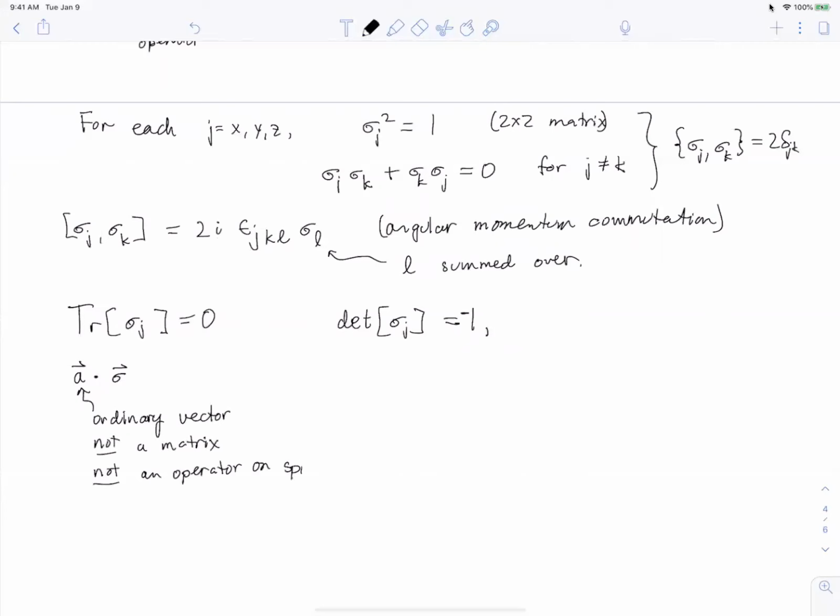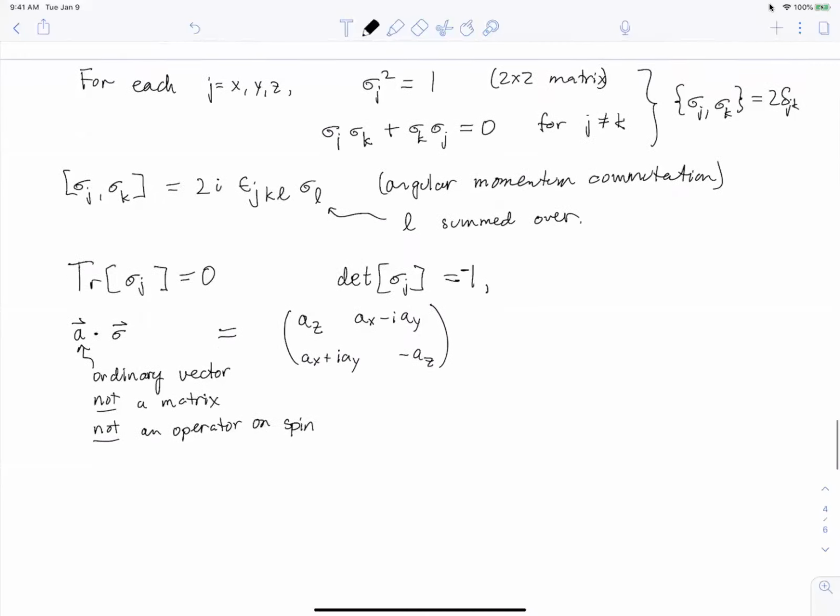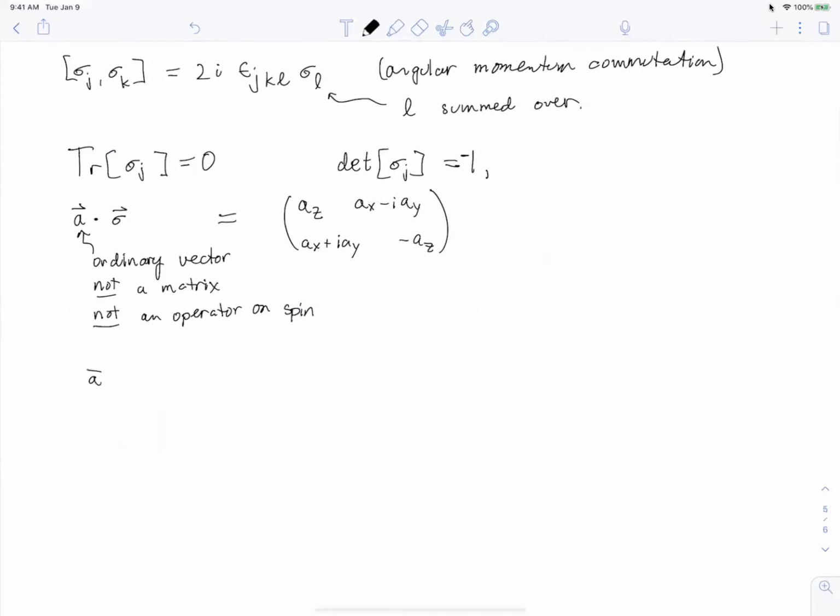So it could be acting on some other part of the Hilbert space, like the radial coordinate or something like that. Anyway, you just plug in the sigma matrices, and this is A_z, A_x minus i A_y, A_x plus i A_y, and minus A_z. And then you have some neat identities like A dot sigma acting on B dot sigma is equal to just A dot B. Notice the Pauli matrices went away there, plus i A cross B dotted into sigma.